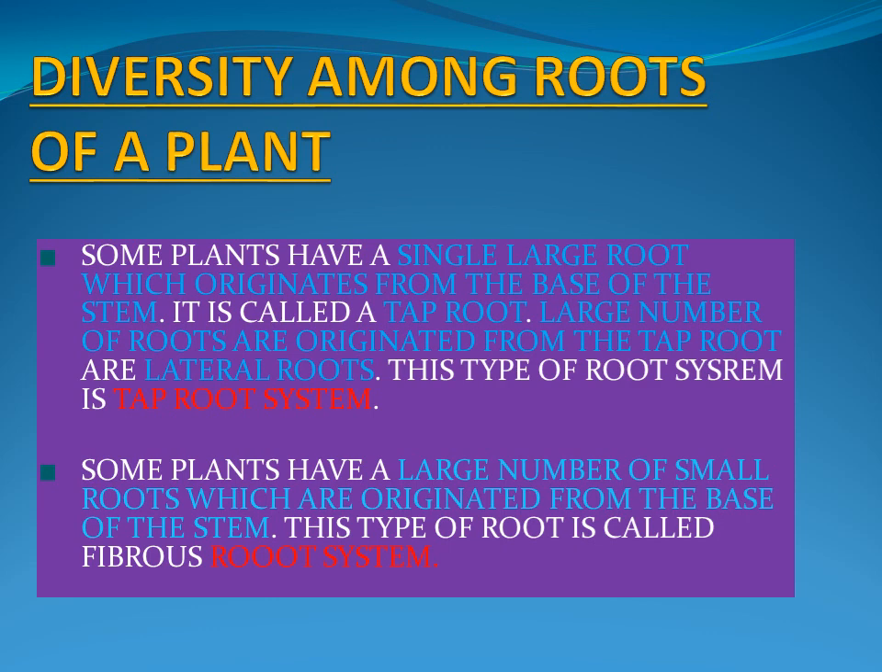Next, moving on to fibrous roots. Some plants have a large number of small roots which originate from the base of the stem. This type of root is called the fibrous root system. So a fibrous root system doesn't have a main root. There are lots of roots coming away from the plant, so that is known as the fibrous root system.